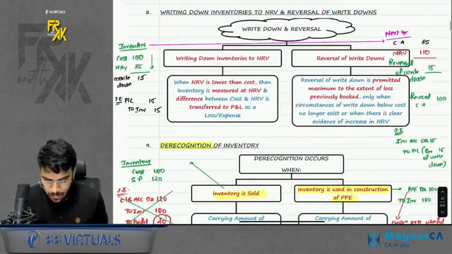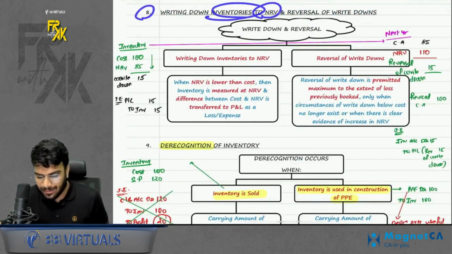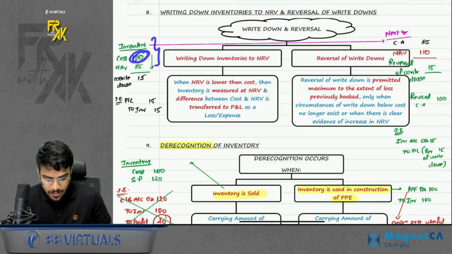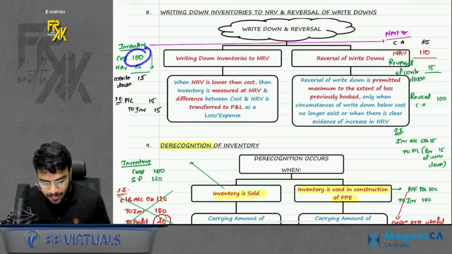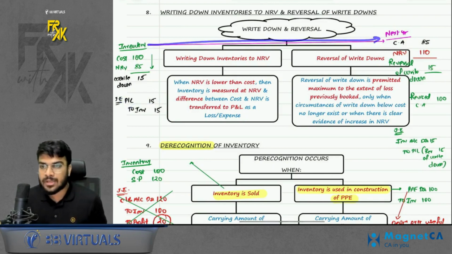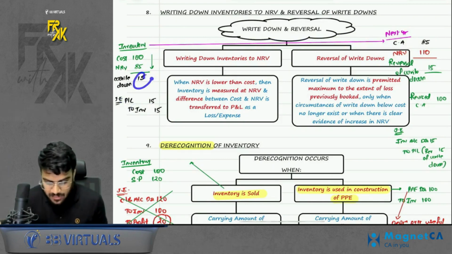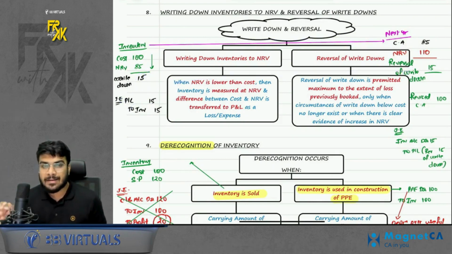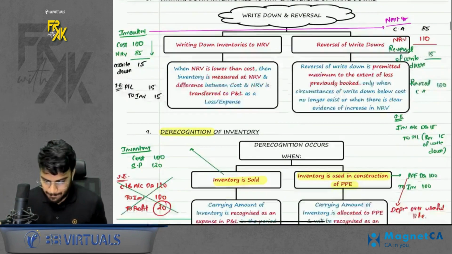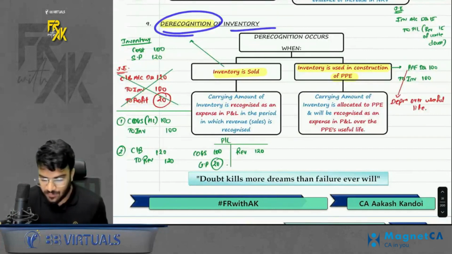Then the next 2 points are writing down of inventories to NRV and reversal of write-downs. Let's say in the first year your cost was 100, NRV was 85. So you will measure at the lower. You will have to bring it from 100 to 85. That is the write-down. You will transfer this write-down to P&L. But if for the same inventory in future the NRV rises, you can reverse this write-down. How much reversal is possible? Maximum. You can reverse a maximum of only 15. Simple.